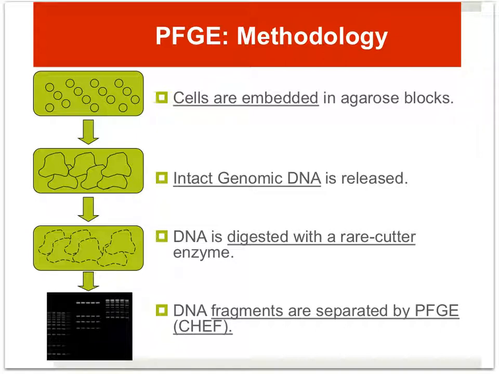While they are still in the agarose block, you digest it using a rare cutter enzyme. So this is already digested once, and now you can use the contour clamped homogeneous electric field or pulsating electric current to separate these large fragments, and you get similar gel patterns. Those separated gel patterns, each one of them is a fingerprint, just like a barcode that you see in different materials. So that's the fingerprint. The banding pattern is the fingerprint of the isolate.